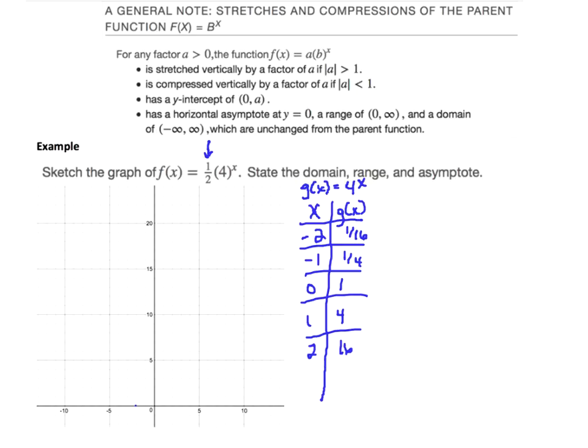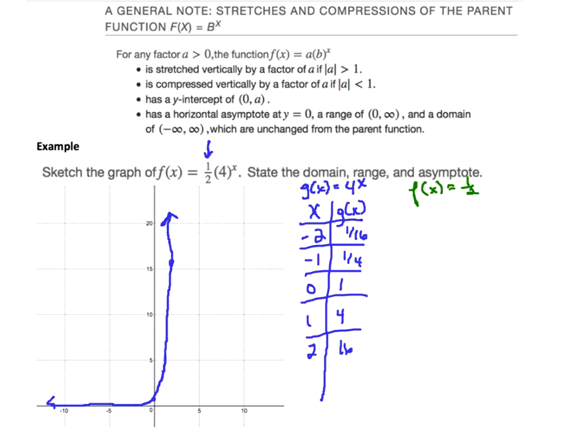-2, 1/16, -1, 1/4, 0, 1, 1, 4, 2, 16. We have our horizontal asymptote. We go through 0, 1, and then we shoot straight up. We should expect this transformed function to increase at a slower pace, so it's going to be more compressed towards the x-axis.